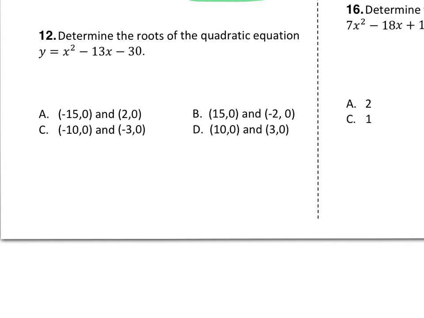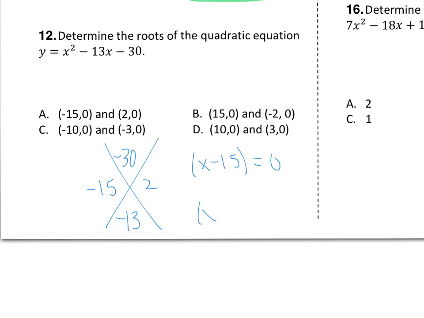Number 12, determine the roots of the quadratic equation y equals x squared minus 13x minus 30. So for this problem, I actually need to factor and then set my factors equal to 0 and solve. So I'm going to use the diamond method, and I'm going to say factors of negative 30 that add together to give me negative 13, and that would be negative 15 and positive 2. So I would set those factors equal to 0, and I would get x equals positive 15 and x equals negative 2. So in ordered pair form, this would actually be answer B, (15, 0) and (-2, 0).